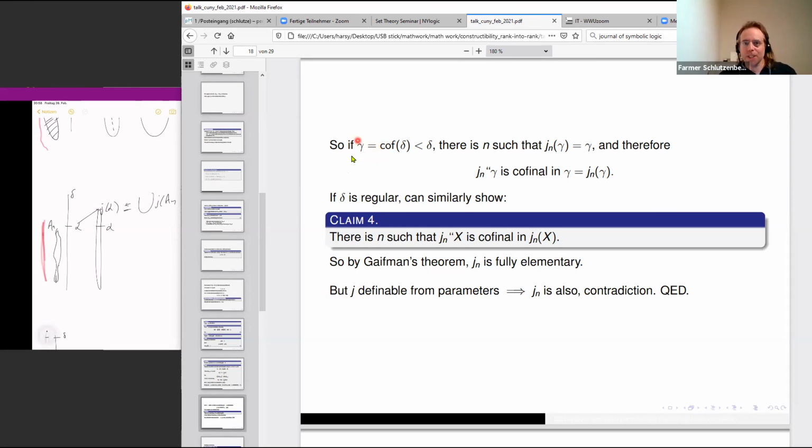So if we have this, then we've gotten some iterate that fixes gamma, and J_n pointwise on this is cofinal in that, and so then we can apply Gaifman's theorem with this, and we get that J_n is fully elementary. The other case is delta is regular, but there's some set X, say V_alpha, and from V_alpha we can map cofinally into delta. By regular here, I mean with respect to ordinals.